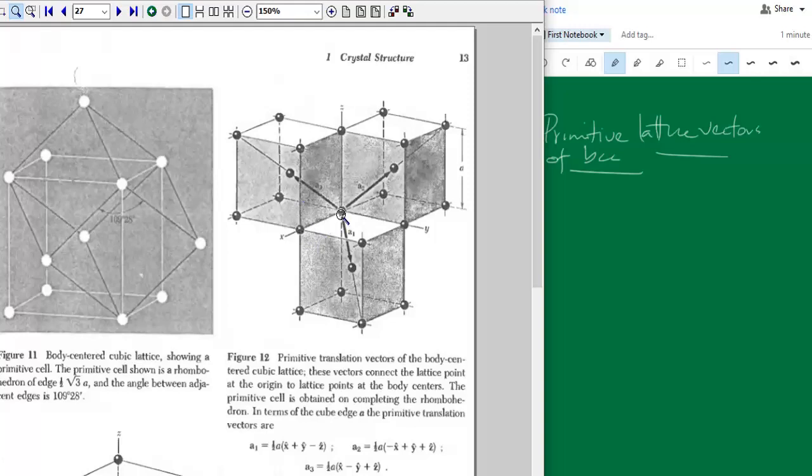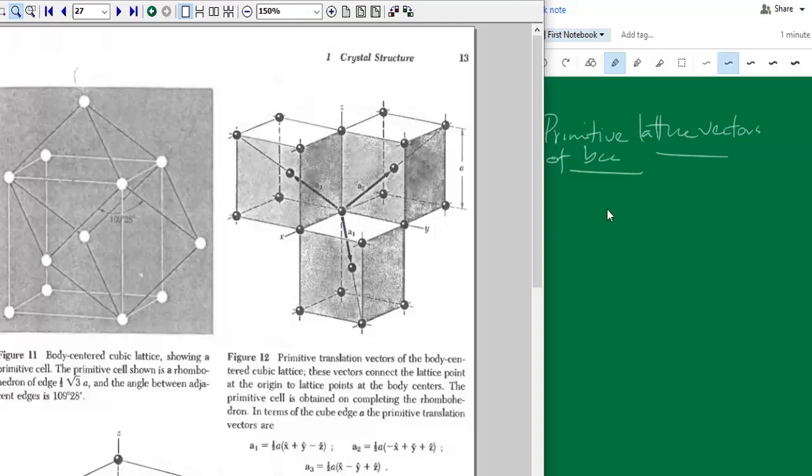Now the side of this BCC unit cell is a. We know this is cubic. All the sides are a, and therefore this small vector a1 is the primitive lattice vector. If we consider vectors parallel to a1, a2 and a3, the volume enclosed will be the primitive cell.